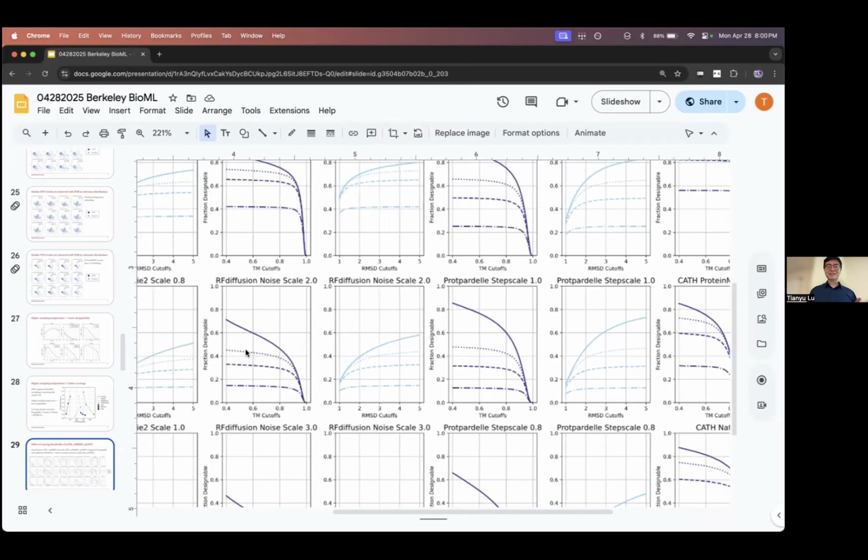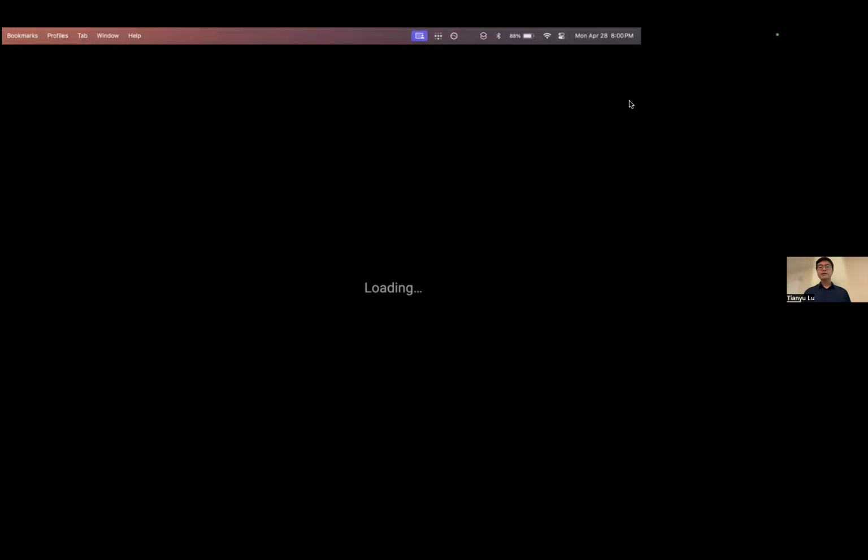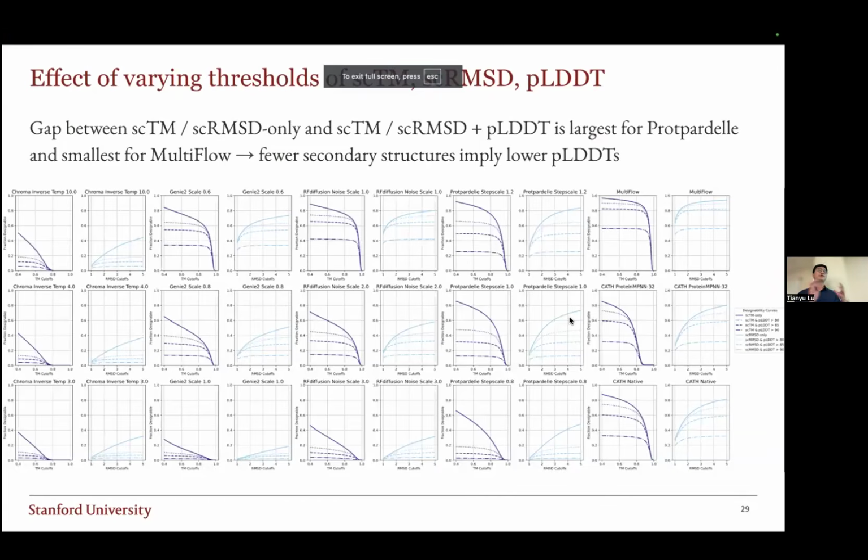So that's just one comment, and this could potentially suggest some biases in the pLDDT metric and whether or not to use that as part of evaluation. Because we also do know anecdotally that fewer secondary structures imply lower pLDDT and inverse. So higher secondary structures, in particular alpha helices, imply higher pLDDTs.